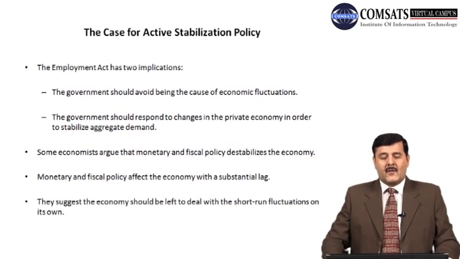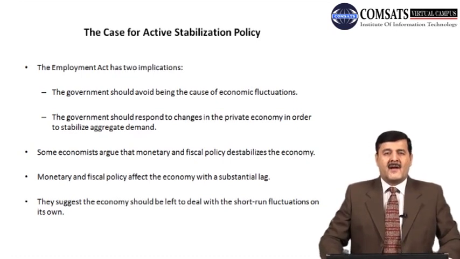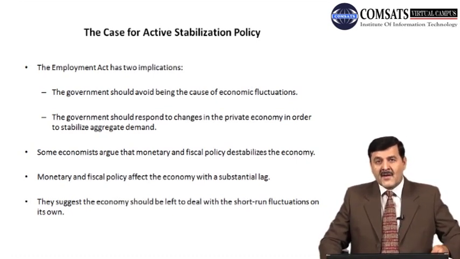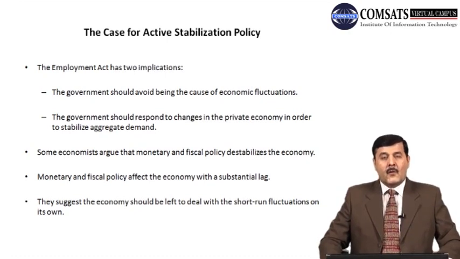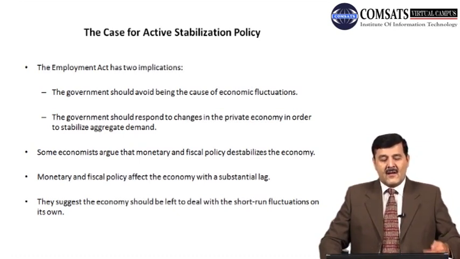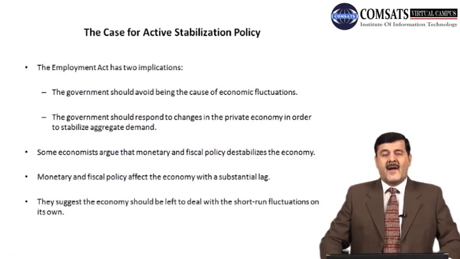One, the government should avoid being the cause of economic fluctuation. Government should not be the part of economic fluctuation in the country, right? They should avoid it as much as they can. So in this way, the government can stabilize their economies. Second, the government should respond to change in the private economy in order to stabilize the aggregate demand, right? So government must respond whenever there is change in the private economy in the country, right? So in this way they can change or stabilize the aggregate demand in the economy.